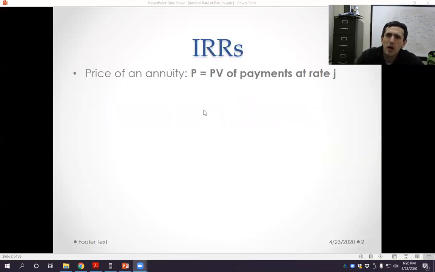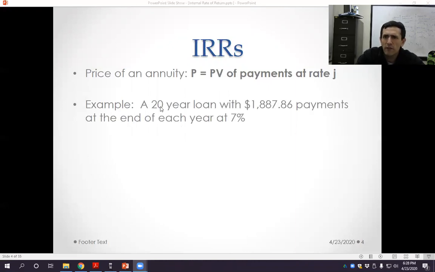So for example, let's say we have an annuity, and we know that the price of an annuity, P, is just the present value of all payments at some interest rate J. And J is the effective per period interest rate. So for example, we have a 20-year loan, payments of $1887.86 at the end of each year, 7% effective annual interest. We know the price of the loan, or the loan amount, same thing, is going to be $1887.86 a_{20} at 7%, which is basically $20,000, right?